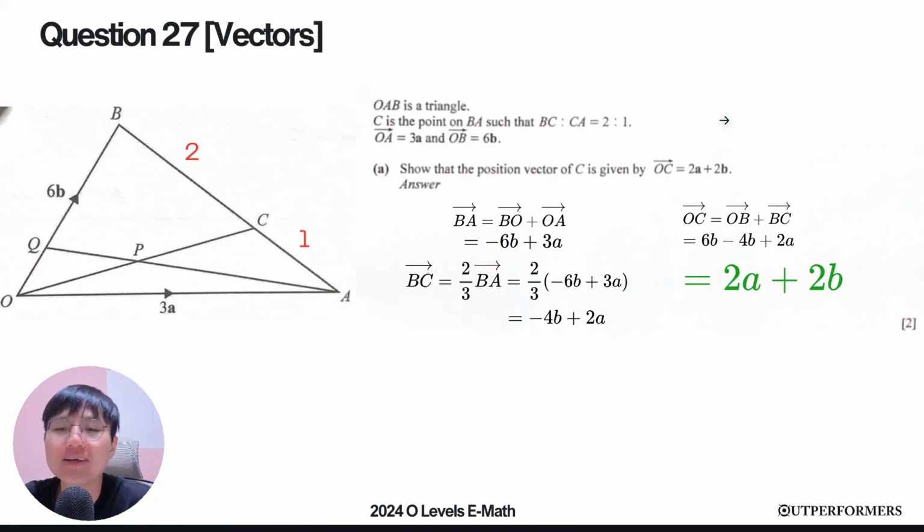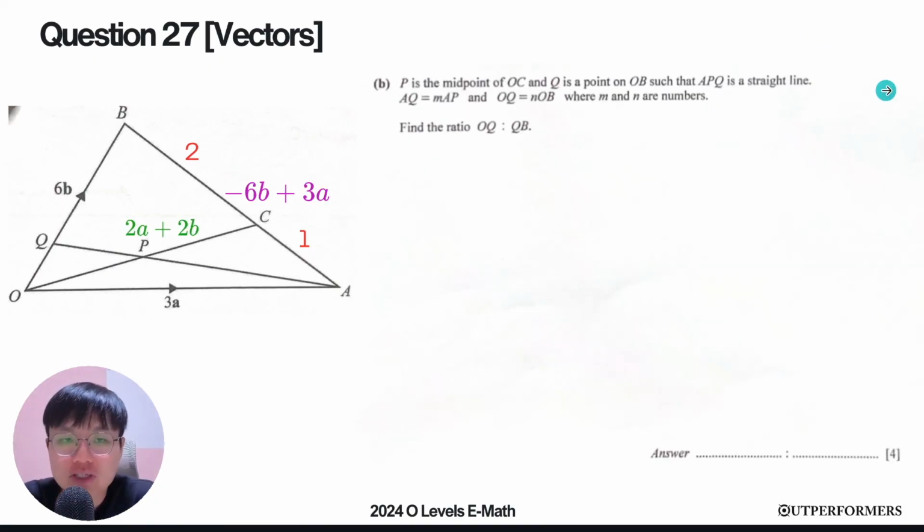Okay. Next part of the question is a little bit more complicated. All right, we have P being the midpoint of OC, and Q is a point on OB such that APQ is a straight line. Okay, visually we can see it as well. AQ is a certain multiple of AP. Makes sense, right? Because they're collinear.